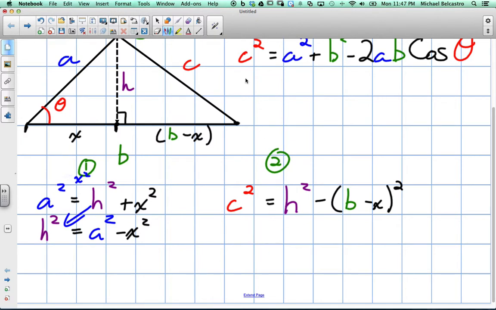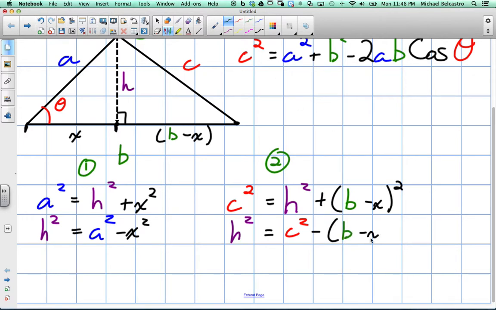Okay, and with the same one here, I'll do very similar. H squared can be set equal to c squared. Sorry, this Pythagorean was wrong. That should have been plus, right? Because the formula is c squared is equal to a squared plus b squared. So when it comes to the other side, it becomes subtracted by b minus x squared.